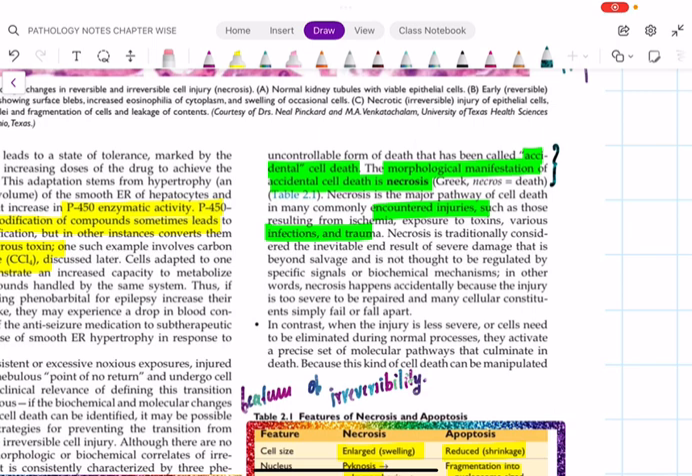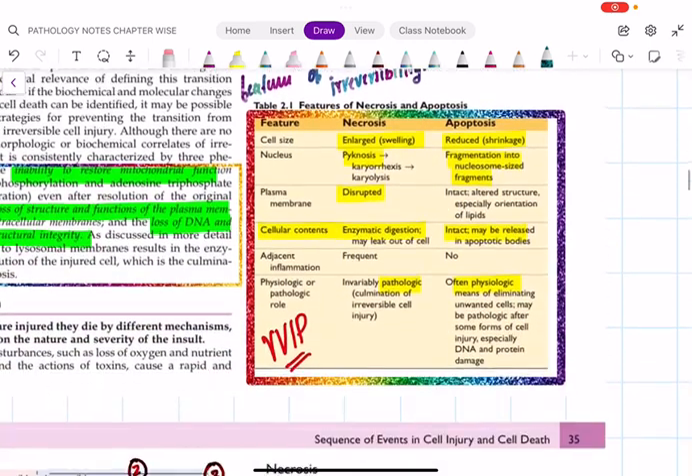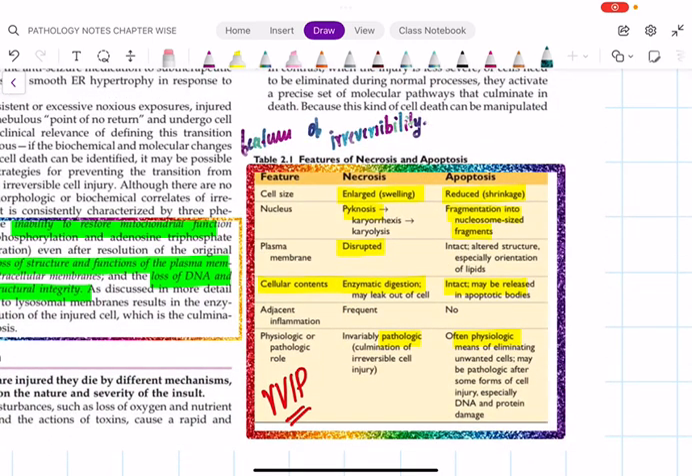Fine. So suppose I am traveling, I met with a road traffic accident, and I got an injury in my lower leg. At that time the tissue present there, the muscle present there, may undergo necrosis. So that is what I told, that necrosis is usually pathological. Let us see the differences between necrosis and apoptosis.